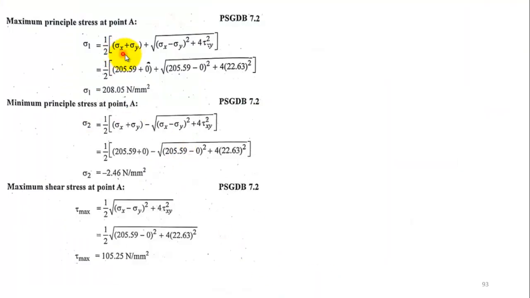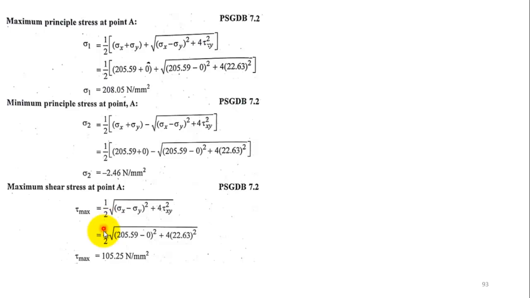Okay, this formula is also available in the PSG data book 7.2. You have to refer to that page. Note down this. We discussed this formula yesterday itself. Sigma 1, similarly sigma 2. For sigma 2, you have to use the negative sign. It will give you the minimum principal stress.